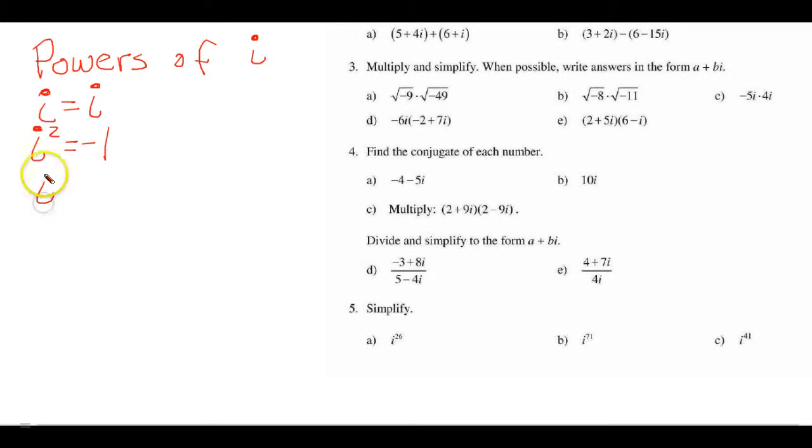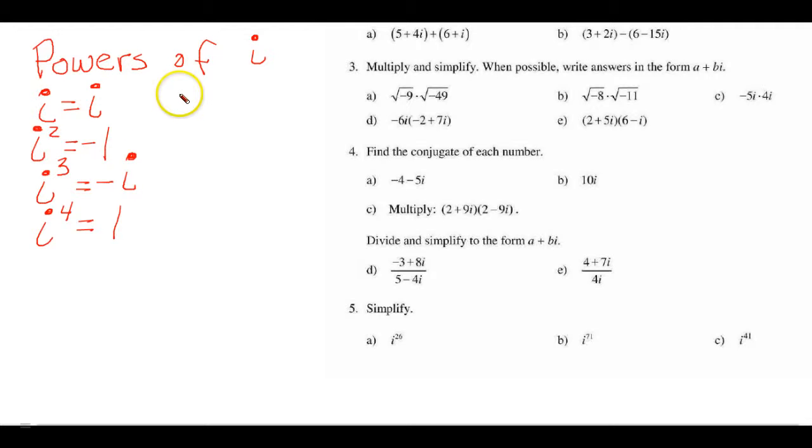Well, what does i to the third equal? Well, can you see that it's an i and i to the second? So we have a negative 1 times i is a negative i. Well, how about i to the fourth? Well, i to the second is negative 1. So i to the fourth is i to the second times i to the second. Negative 1 times negative 1 makes it a positive 1.